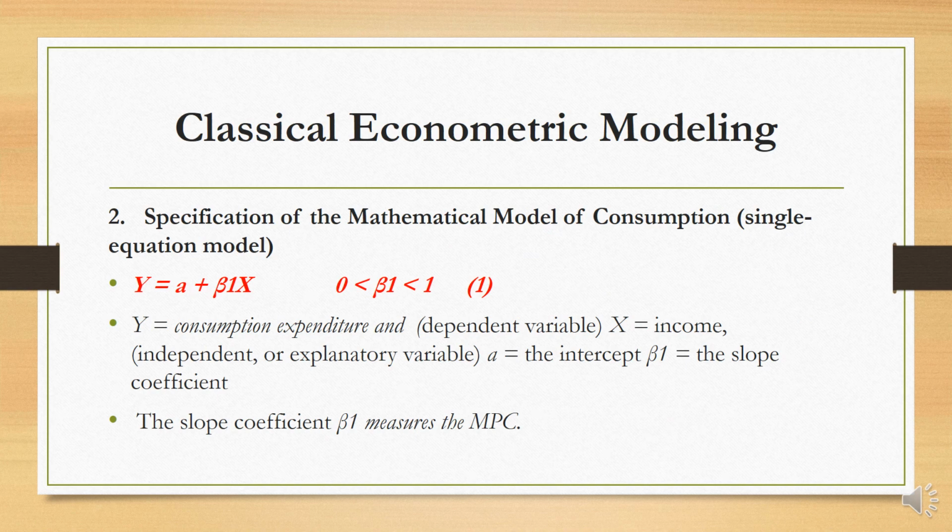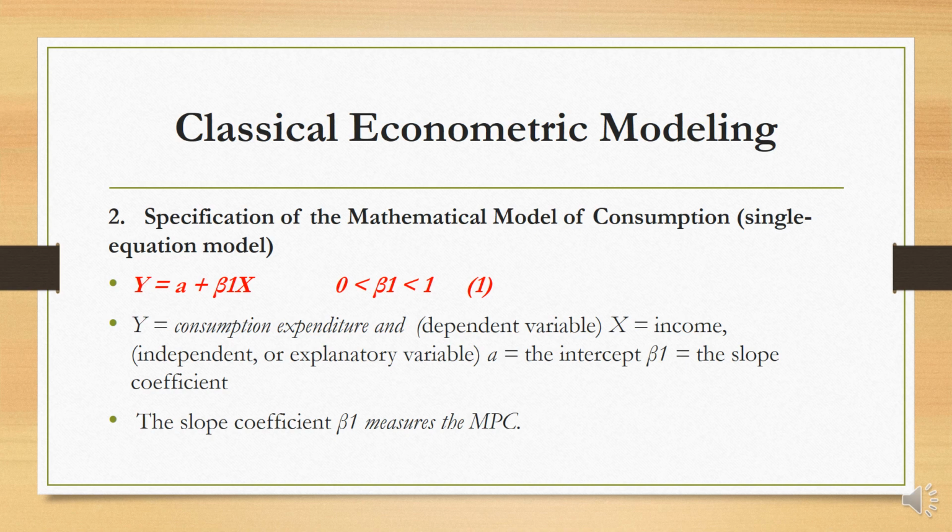Number 2, the specification of the mathematical model of the consumption theory. Single equation model. Here y is equal to alpha plus beta 1 x, where beta 1 is less than or equal to 1 and greater than or equal to 0. Here y is equal to consumption expenditure and the dependent variable. X is equal to income and the independent variable or explanatory variable. Alpha is equal to the intercept and beta is equal to the slope coefficient. Beta 1 represents the MPC, marginal propensity to consume.